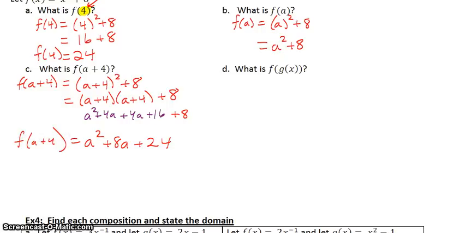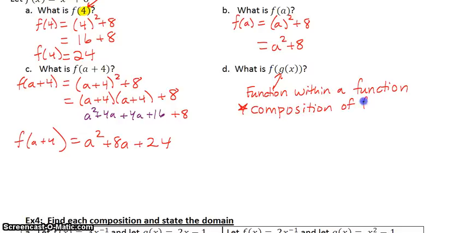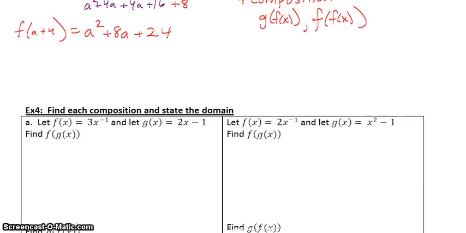Part D, this looks weird. F of g of x. This is notation to show you that we want a function within a function. When you plug one function into another function, it's called a composition of functions. And there's several different notations they could write this in, like I could have g of f of x, I could have f of x, and all these things mean something different. So we're going to do several examples of that. But that's called a composition of functions when I plug a function into another function. And it's best if I just show you.